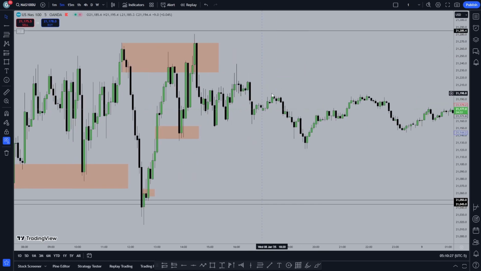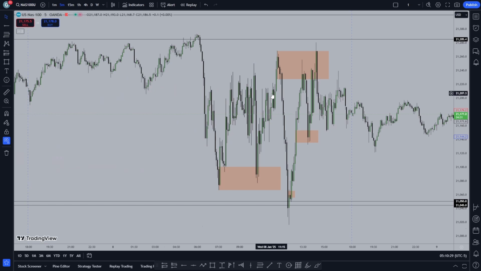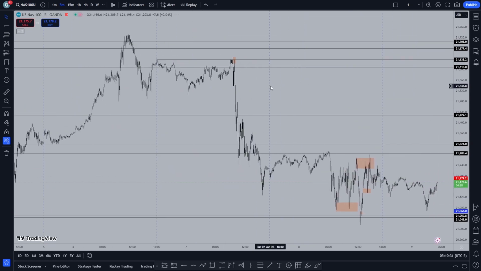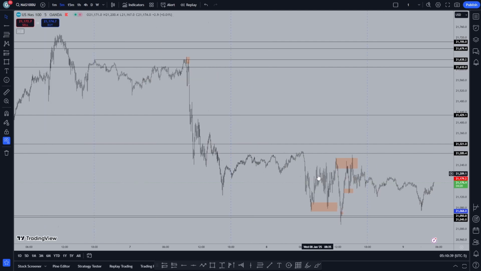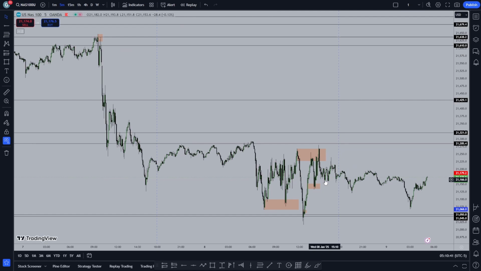So I hope you guys understood this video. I hope you understood this strategy. This strategy is really simple. You just have to look for supply and demand, and what's above the supply, buy side liquidity. What's below the demand zone, sell side liquidity. So it's easy to find liquidity, right?